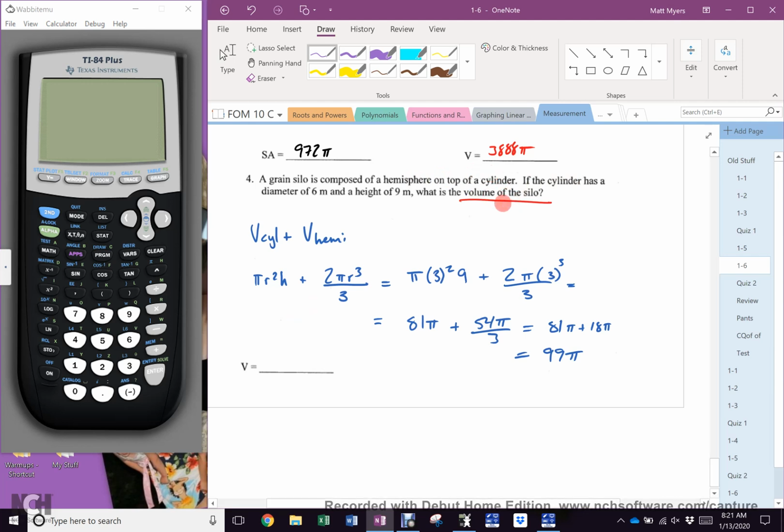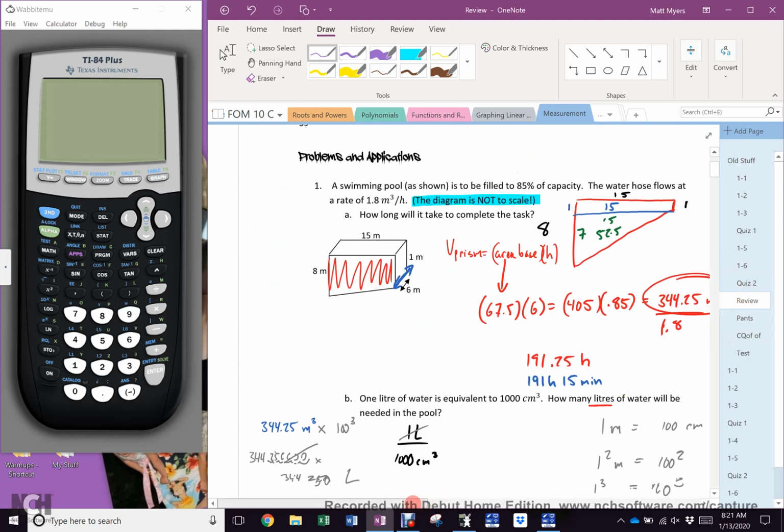The volume of the silo. How full can you fill it? Well, you would fill up a cylinder, and then you would fill up the hemisphere on top. Cylinder plus a hemisphere. Done. Everybody good? All right.